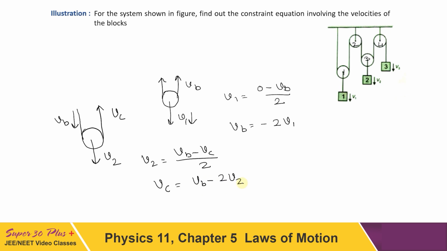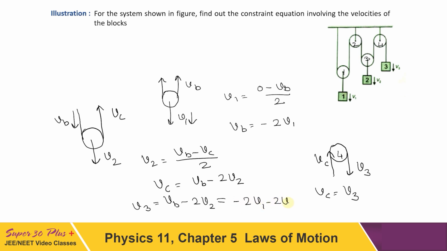Now I am drawing the FBD of pulley 4. On the right hand side it is being pulled with velocity v3 and on the left hand side the string is coming to it with velocity vc. So from here we can write vc is equal to v3. Now we got the relation. Collectively it can be written as v3 is equal to vb minus 2v2 is equal to minus 2v1 minus 2v2, or 2v1 plus 2v2 plus v3 is equal to 0, which is the desired result.